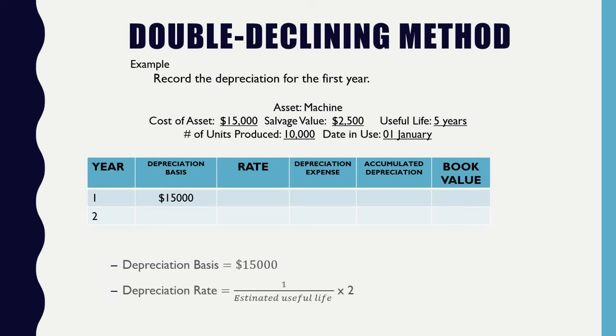Right? Now the next step says that to determine the depreciation rate, which is 1 over the estimated useful life times 2. So in this case, what am I going to be solving here? What is my depreciation rate? 1 over 5 times 2. Which is? 1 divided by 5 times 2 is 4.4.